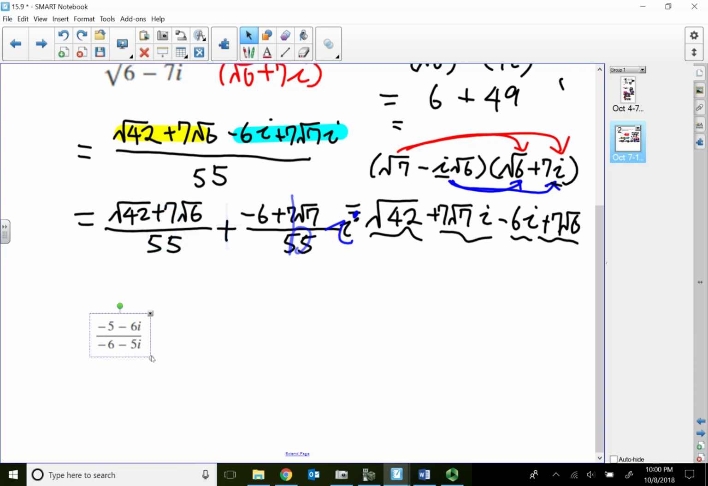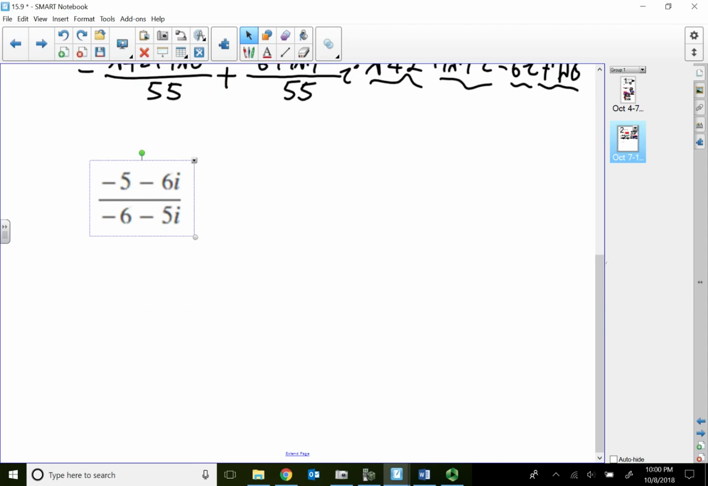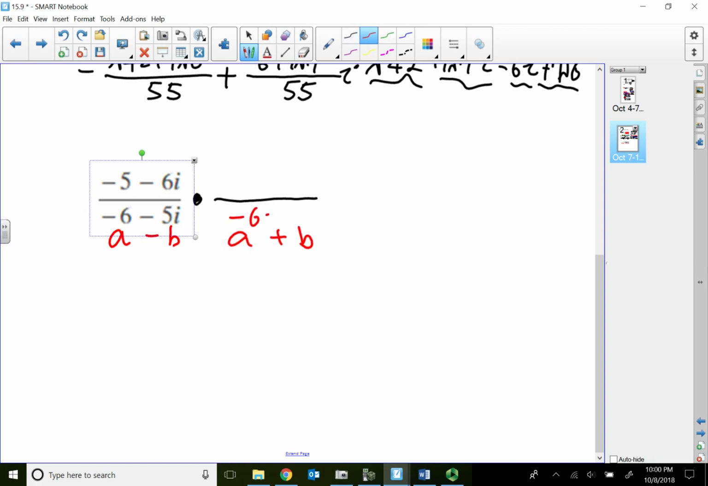All right, let's try this one. Because I got 2 terms in the denominator, I will conjugate. So in this case, the conjugate of negative 6 minus 5i, be careful now. A lot of students get this confused. I got to make A minus B into A plus B. So the A is going to be negative 6, plus my B is 5i. That's how I conjugate.